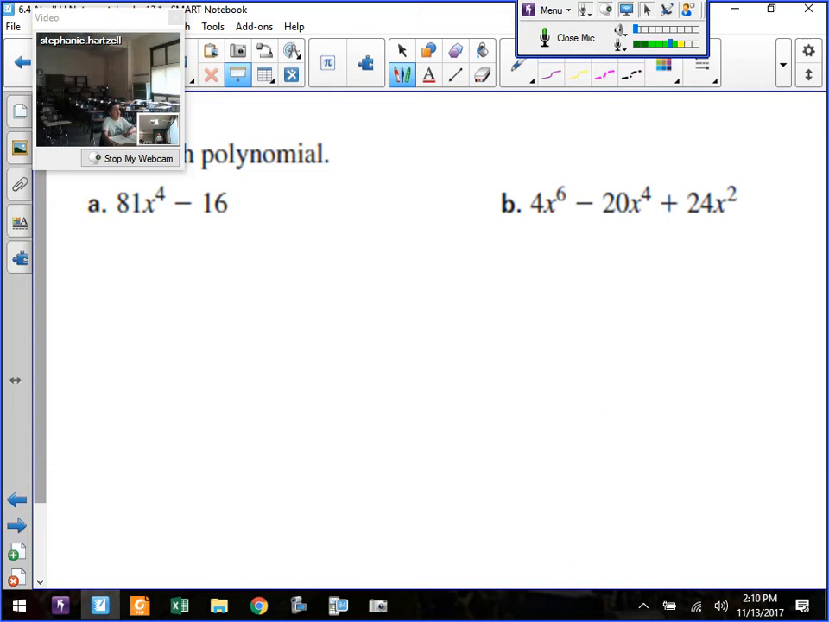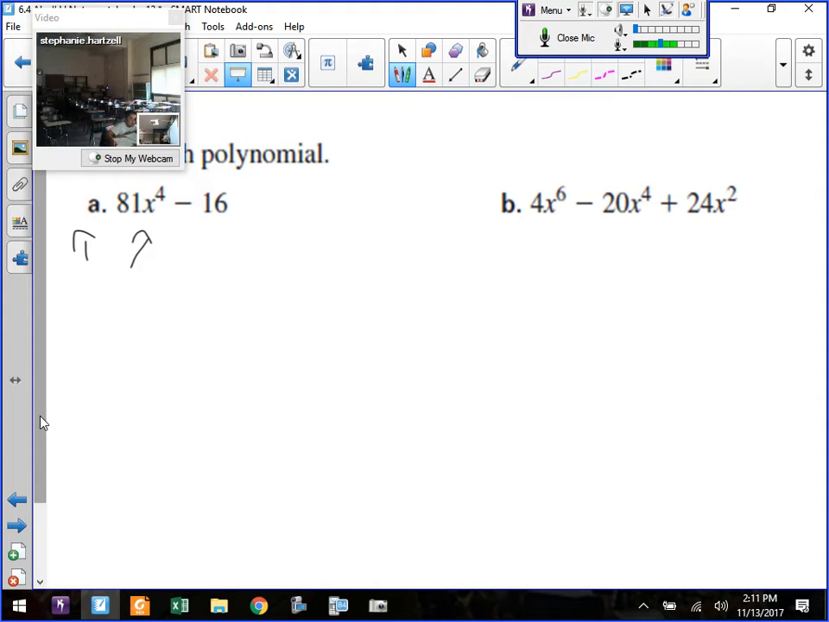Let's factor these two. What about 81x to the 4th minus 16? What are your tails doing? Yeah, they're up, okay? You said down like a frown. No, I didn't hear you. So you know that our tails are doing this.